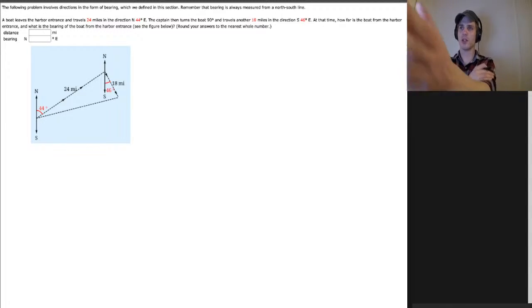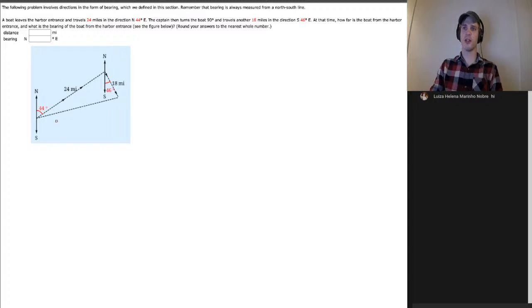Okay, so here we go. The same instructions as that first one: they're going to use the bearing convention to give direction. A boat leaves the harbor entrance and travels 24 miles north, 44 degrees east. So from the north, you go 44 degrees east. That's this angle right here, and on that bearing they go 24 miles to this point here.